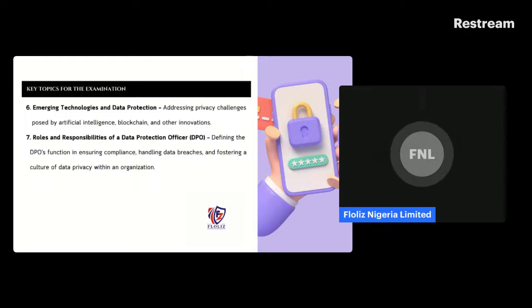Now, also we had questions from emerging technology: machine learning, artificial intelligence, blockchain. Questions came from that topic. So you need to look at that topic again, try to comprehend it. Then we also had the roles and responsibilities of the data protection officer, where questions were asked, what should the DPO do in certain scenarios? So you need to understand the roles and responsibilities of a data protection officer.